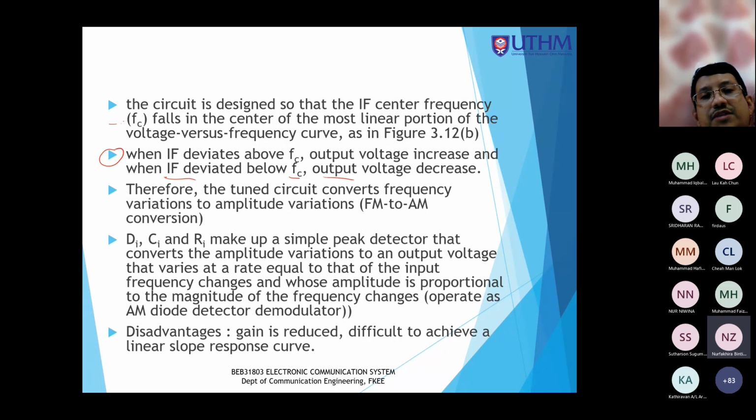So you see that this is related to the intermediate frequency. Remember that during the demodulation process at the receiver part, we will down convert the frequency from RF to the intermediate frequency. So that means the center of the RF would be converted into center of IF, and the frequency changes. So whenever the frequency changes, it will produce different voltage at the output.